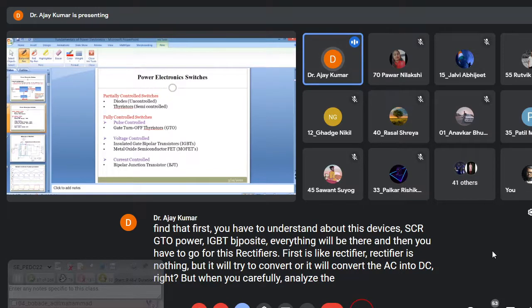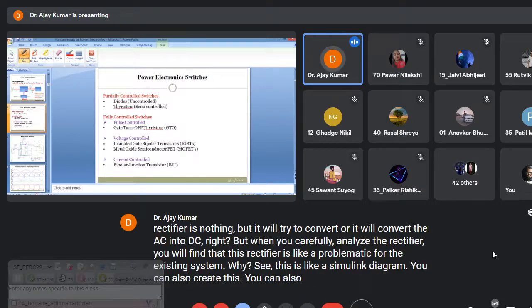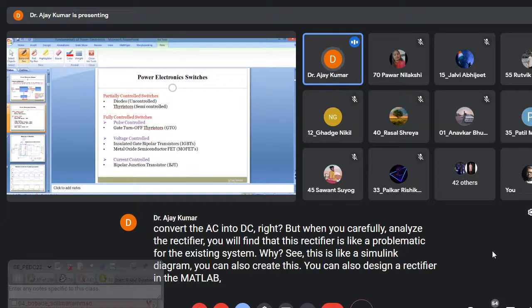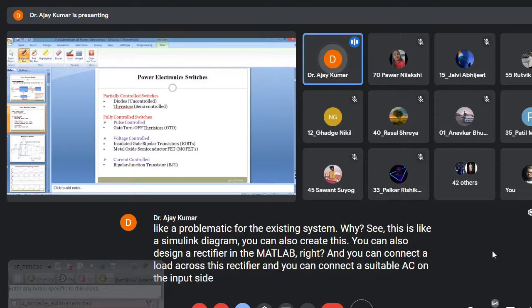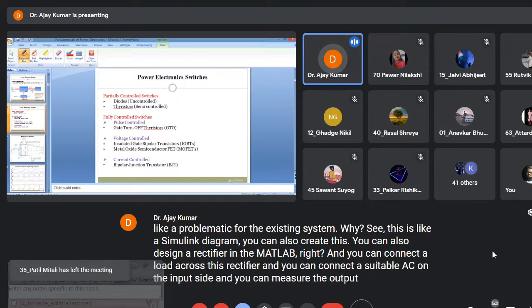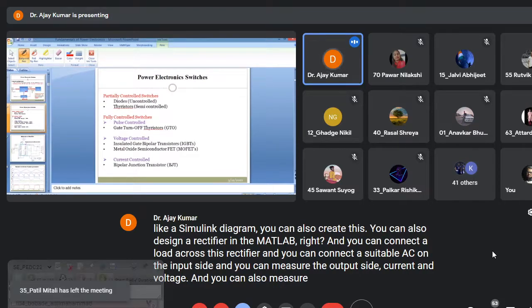the existing system. Why? See, this is a Simulink diagram. You can also create this. You can also design a rectifier in MATLAB, right? And you can connect a load across this rectifier and connect a suitable AC on the input side, and you can measure the output side current and voltage and also the input side current and voltage, right? And you can take controlled or uncontrolled as per your requirement, right?